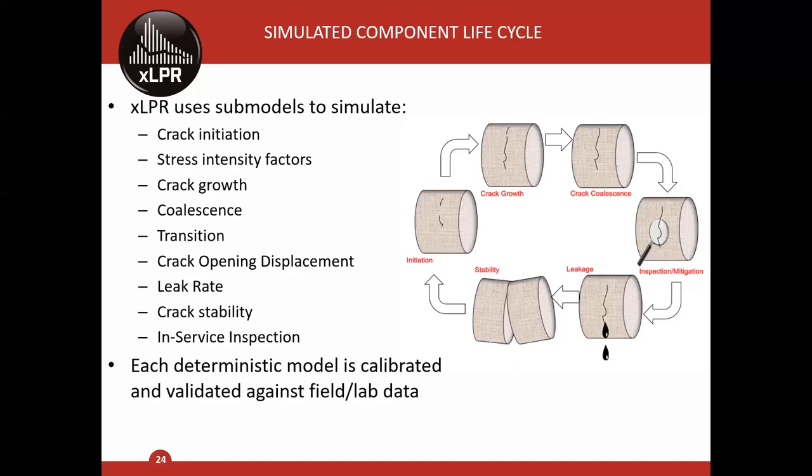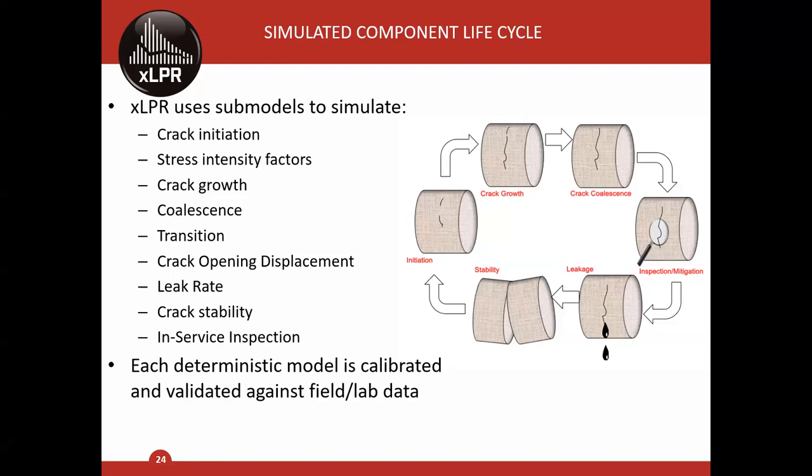So first, cracks are modeled to initiate. Once the cracks have initiated, crack tip stress intensity factors are calculated, which then feed into crack growth. For transients, it calculates the corresponding delta K values, which results in fatigue crack growth. As cracks grow, they have the potential to coalesce if they are multiple circumferential cracks that are sufficiently close to each other. For transitioning through-wall cracks, the crack transition model calculates adjustments to the K and crack opening displacement solutions. Crack opening displacement is then calculated and fed into the leak rate calculation performed by Leopold.